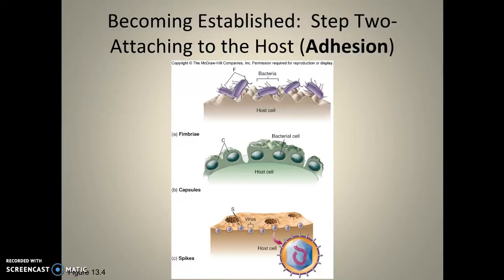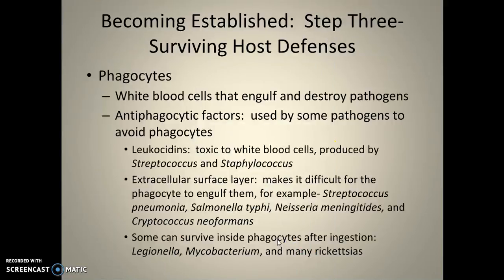Now, once the bacteria actually get into the body, they also then have to stay, right? So they have to attach to the host somehow through the process of adhesion. We have looked at some different adhesion factors when we've looked at the structure of prokaryotes and the structure of viruses. Fimbriae are those little hair-like structures that might help you to cling onto a host cell, or maybe the lining of the intestinal wall, as well as capsules and spikes on viruses. Those are all things that help you to establish your presence in the host.